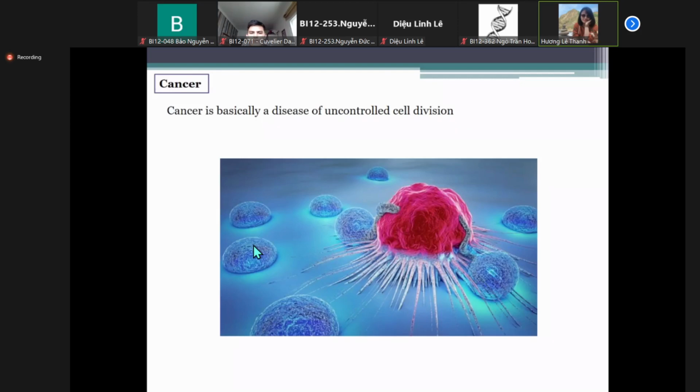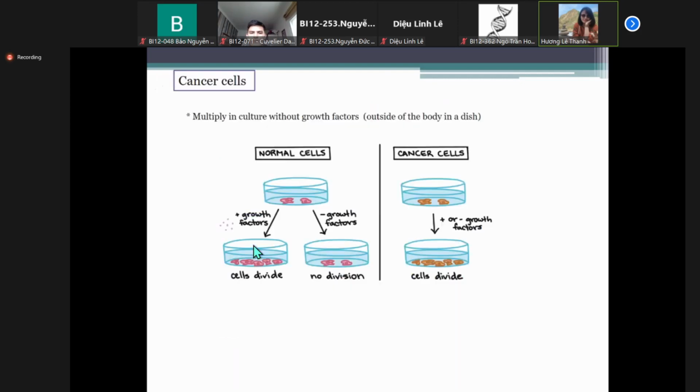My job is working with cells. I culture cells outside your bodies, in a dish like this, and cancer cells multiply without needing any added growth factors. When I culture normal cells, I need to add growth factors. Without growth factors, normal cells will not divide, like in the cell communication lectures.